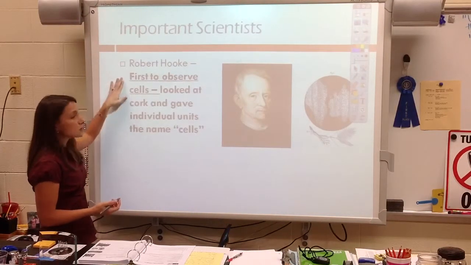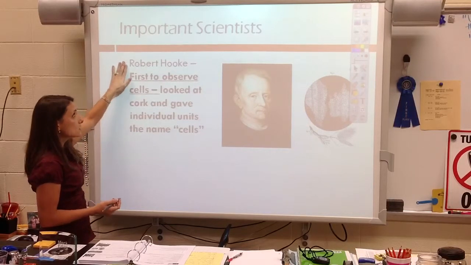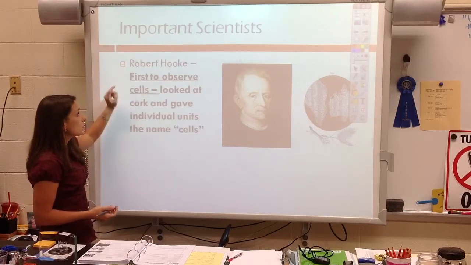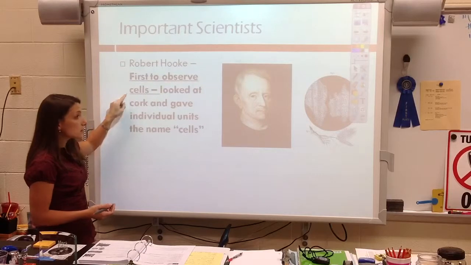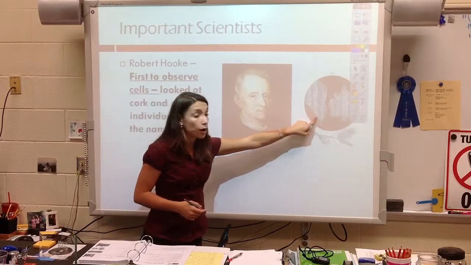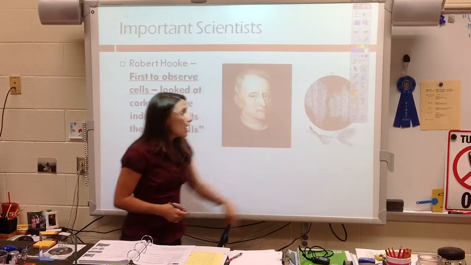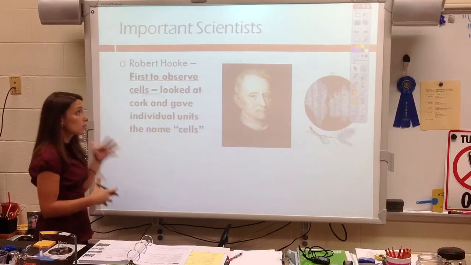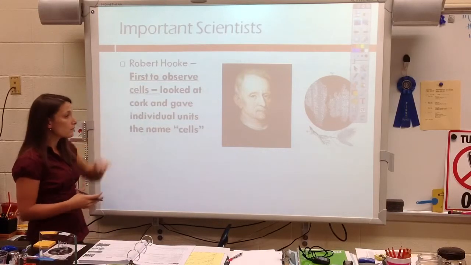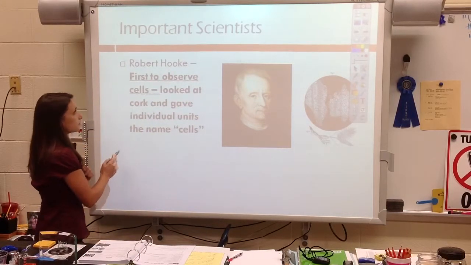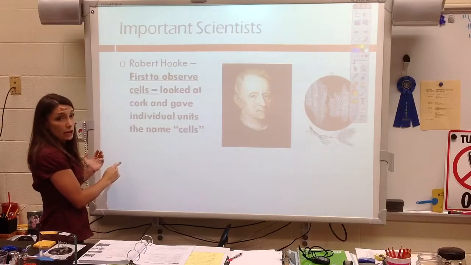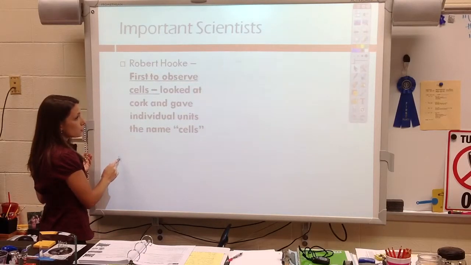The very first person to observe cells was a man named Robert Hooke. He observed cells from the bark or cork of a tree, and he gave them their name, cells. So we want to give him credit for looking at cells. But what he saw were actually dead cells at maturity.